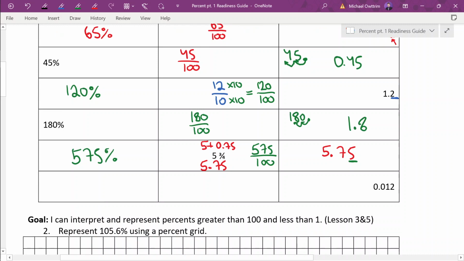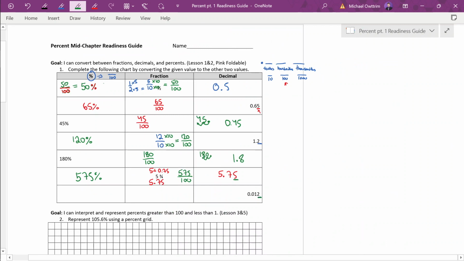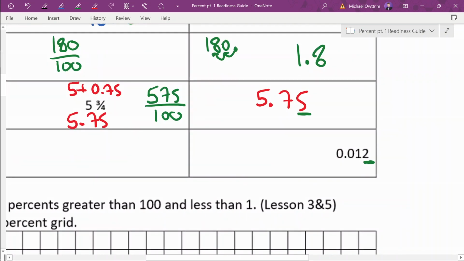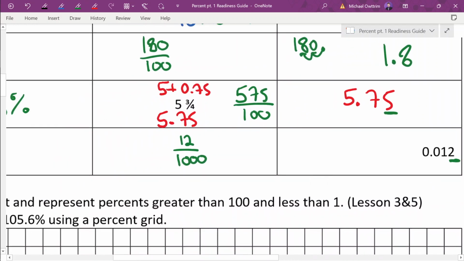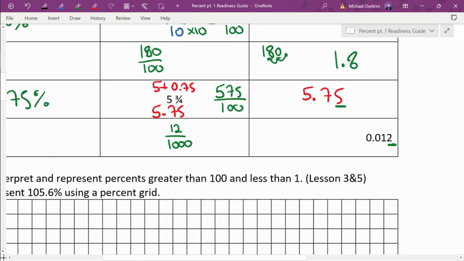Okay, last one here, we got 0.012. Our number gets to the thousandths place. So we're going to take our digits, in this case 1, 2, and divide them by 1,000, since we're in the thousandths place.